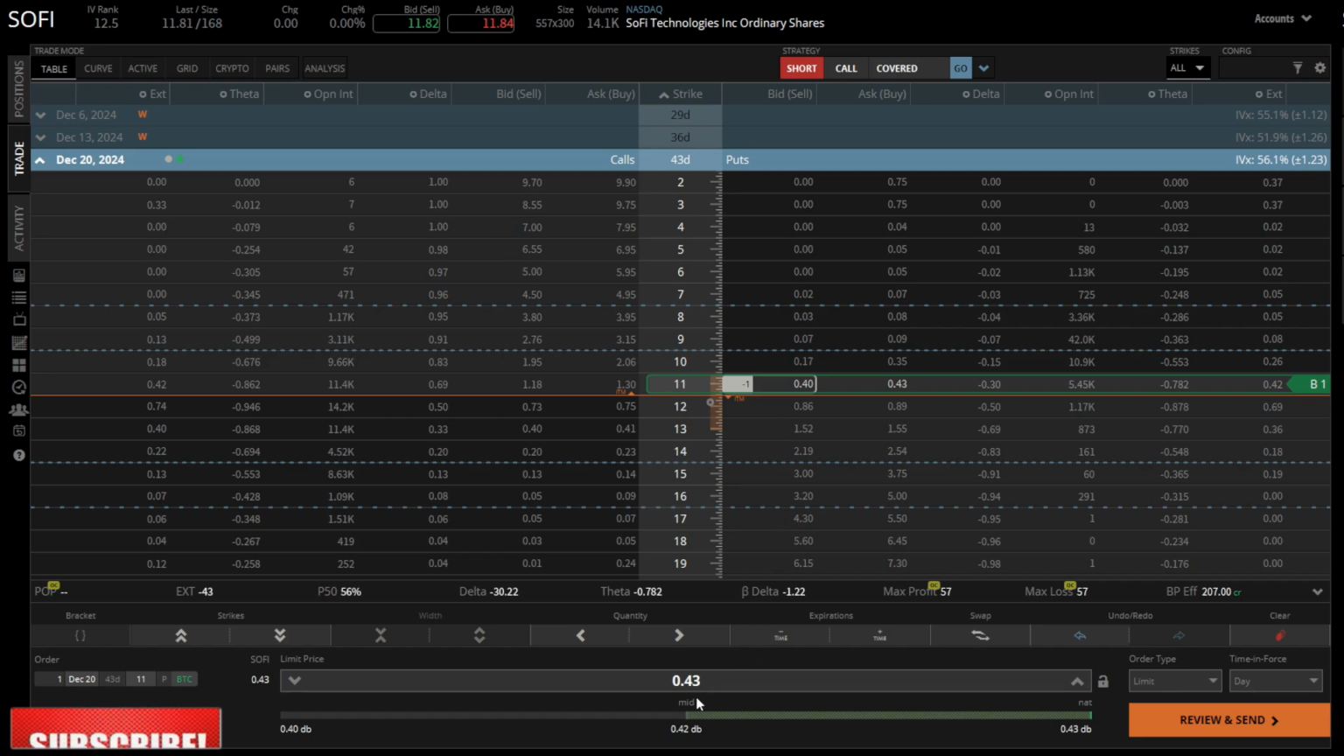So right now, if I press the mid price, as you can see, I can get 42 cents. So basically, I can capture 58% of this trade. Okay, 58%. Now you need to ask yourself a few questions. What is my DIT? And second, what is my FROR?